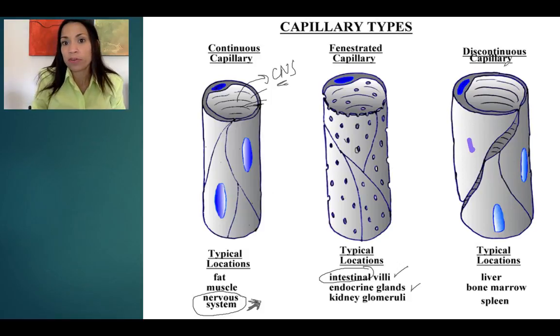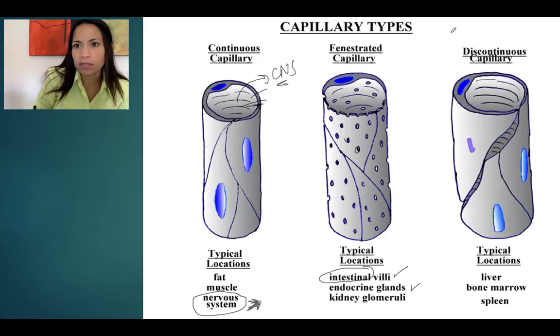And the third type of capillaries are called discontinuous, or in your book they call them, well, no, they are sinusoids.